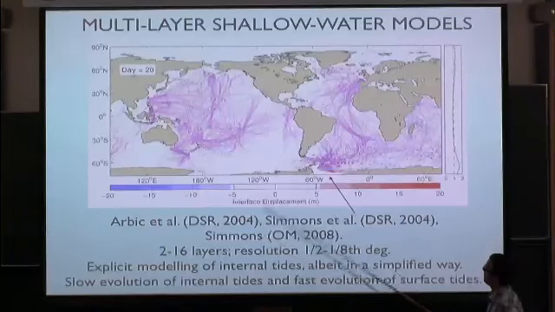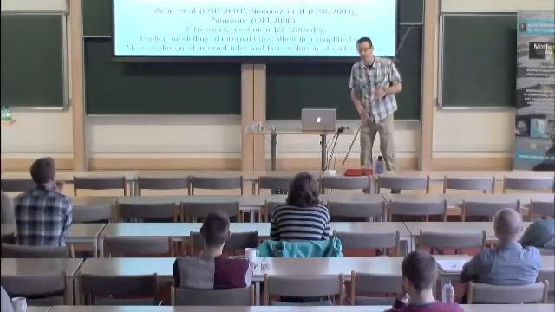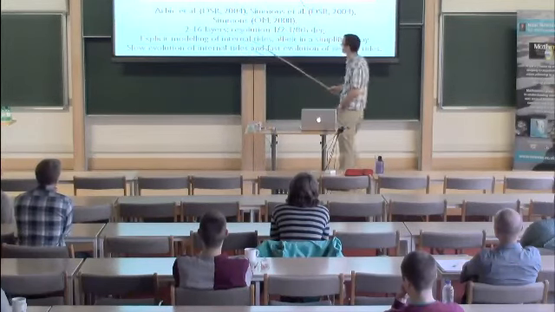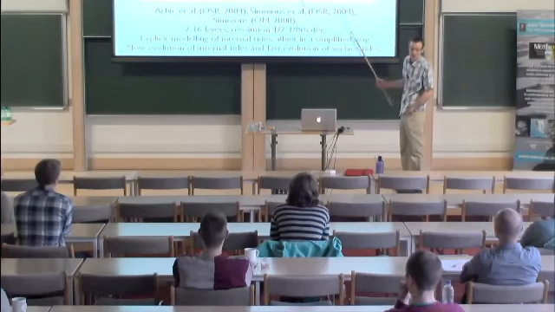These models are much better. You don't have to parameterize the internal tide drag, and you get explicit modeling of the internal tides, albeit in a simple way, particularly if you're at this end of the number of layers. There's still issues with spherical harmonic transforms and the like.